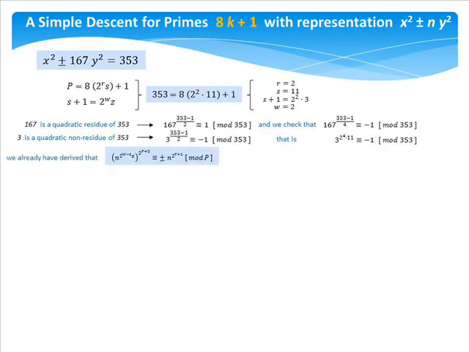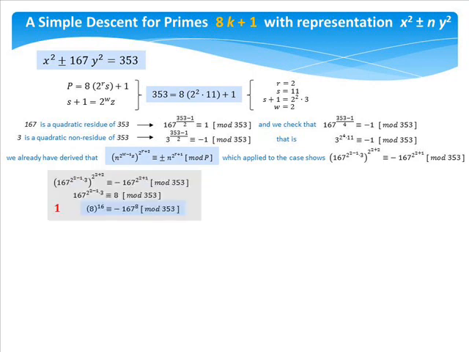Given that we've established that P divides this congruence highlighted in light blue, we must now apply it using the specific values relevant to this case. Let's briefly outline the subsequent steps required. In the first step, we deduce that 353 divides 8 raised to 16 plus 167 raised to 8.